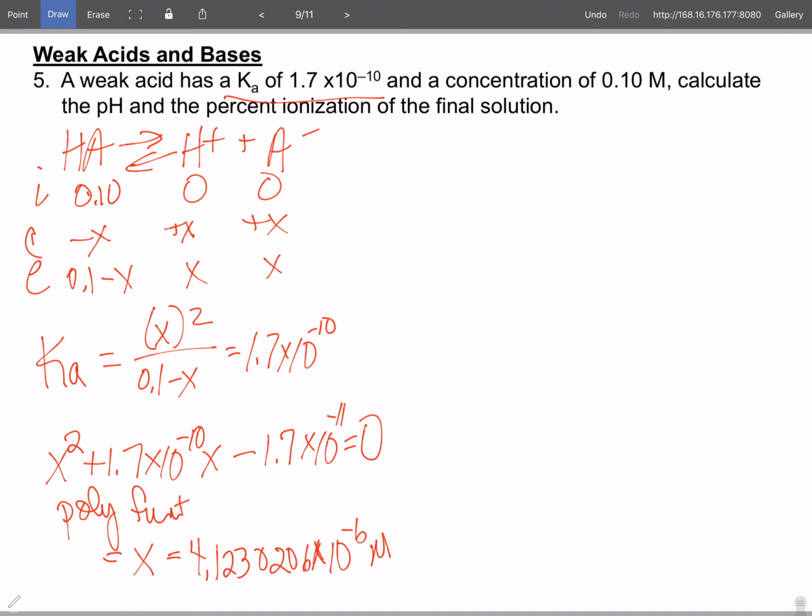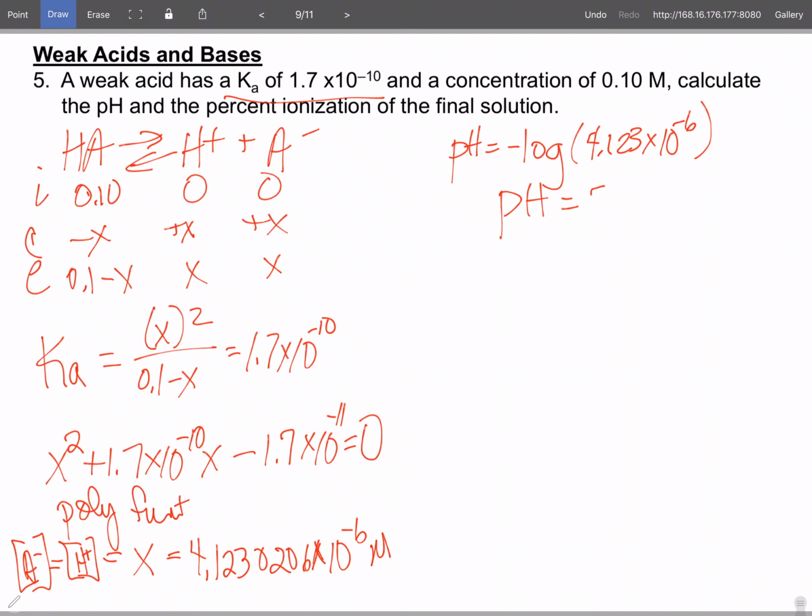Now remember, this means that's our H plus and our A minus. Now, we wanted the pH, so the pH will be the negative log of the hydronium ion concentration, which is 4.123 times 10 to the minus 6th, which means my pH is equal to 5.38. So while it is acidic, it's pretty close to neutral.